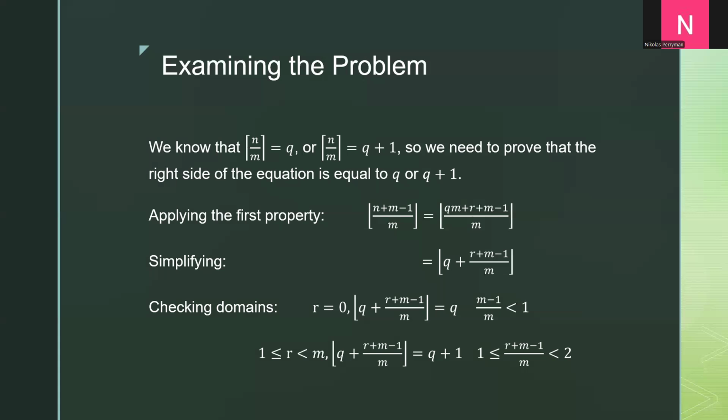So if r is equal to 0, then the floor of q plus (r plus m minus 1) over m is equal to q. And since that equation was already set to be equal to the right side of the equation we're trying to prove, then we have that it equals q a few steps removed, as long as r equals 0. Now, if r is greater than or equal to 1 and less than m, then we'll wind up with that side of the equation equals q plus 1.